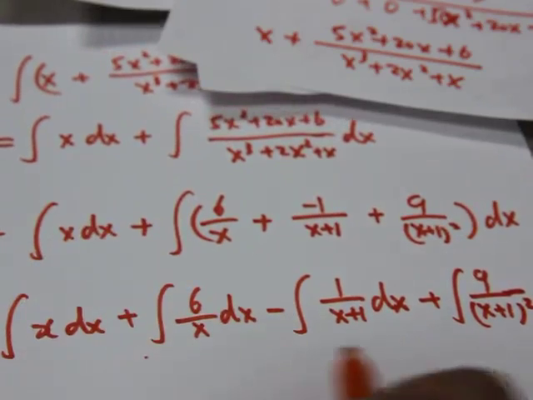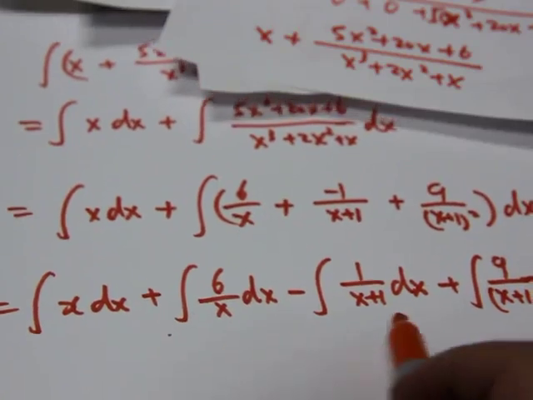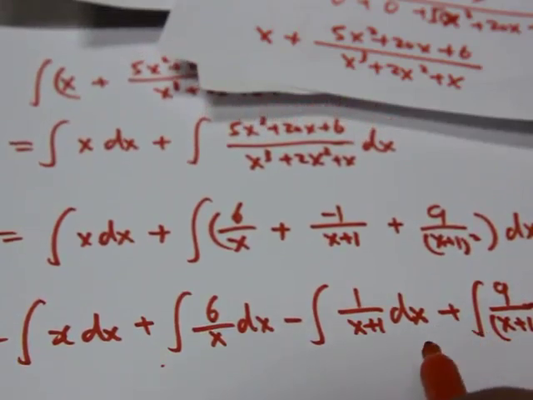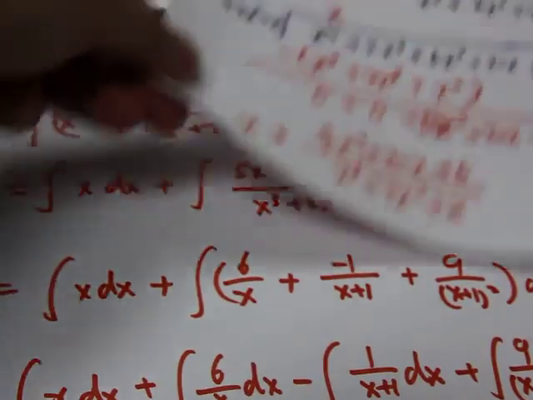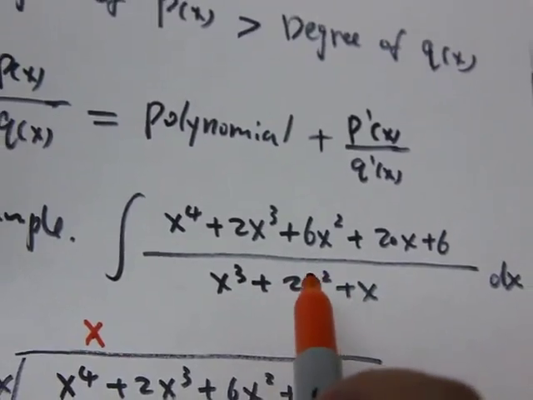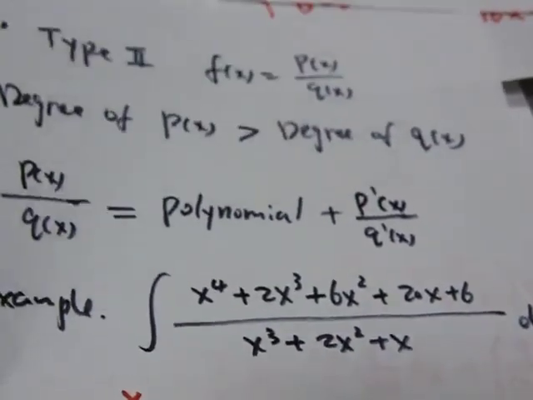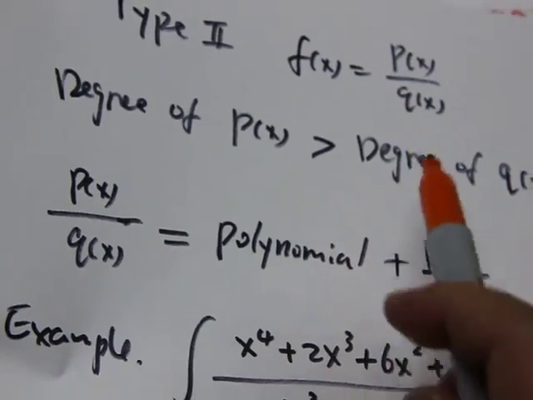And then for each integral, we use the appropriate method. We can find the answer. So we add them together. That will be the answer to this integral. Okay. So this is what we do when the degree of the numerator is greater than the degree of the denominator.